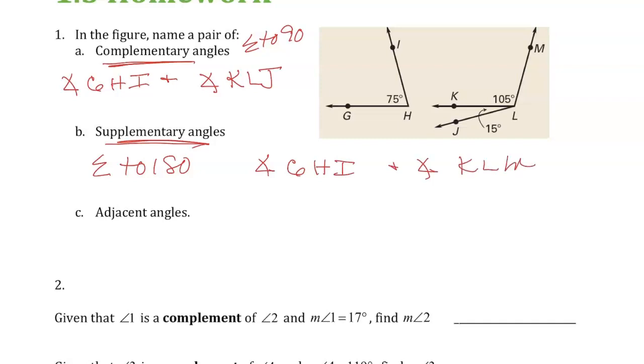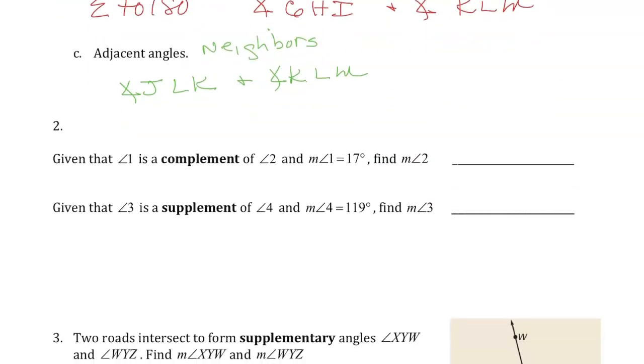Okay, now they want a pair of adjacent angles. Adjacent are neighbors. They share a common wall and a vertex. So what's adjacent? Think about it. You should be writing JLK and KLM. Use your angle signs. Okay? So we have a couple more and then we'll be all done.